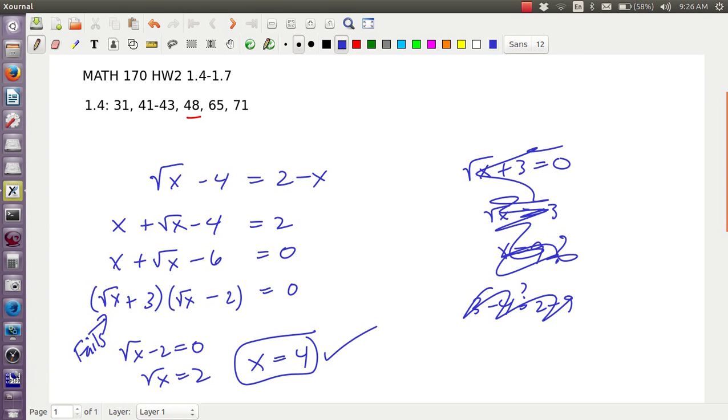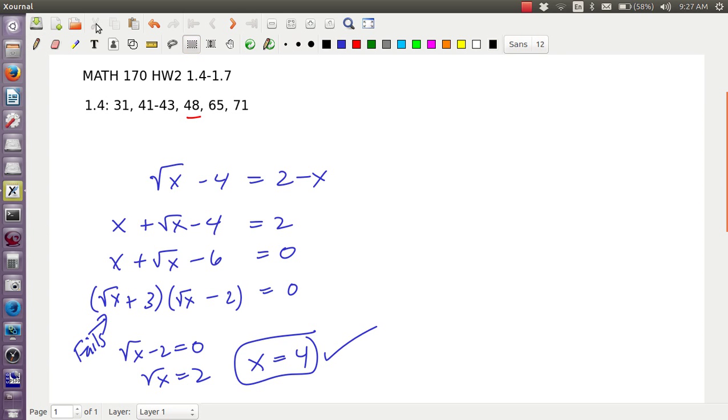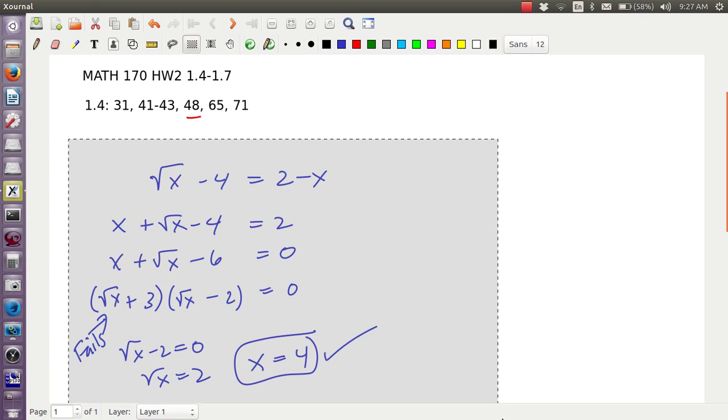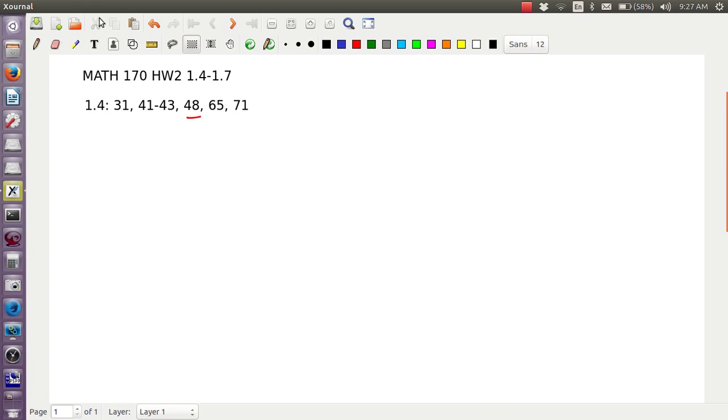You have to write that up in a cleaner way than what I just did, but that tells you how to explain that answer. Okay. Moving right along to 65.